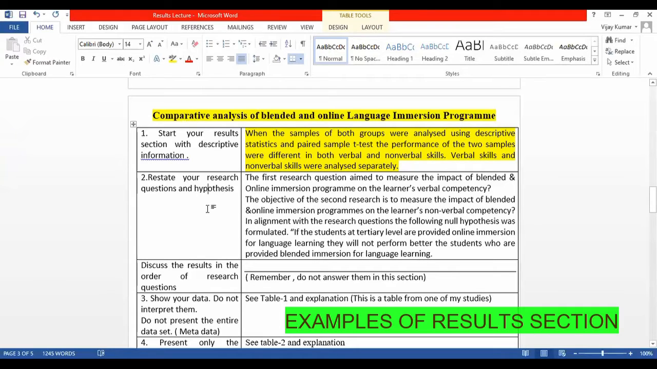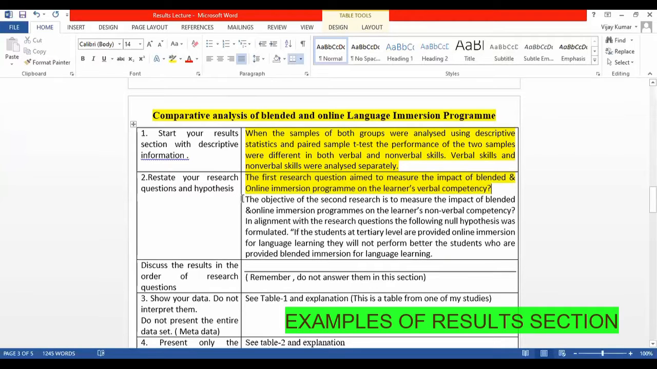Secondly, go and restate your research questions and your hypothesis. You would have already mentioned your research questions earlier in your study. You have to restate them. Not as you did earlier, but perhaps you will just give an explanation of those research questions. Look at the examples here. The first research question aimed to measure the impact of blended and online immersion program on the learner's verbal competency. So this is my first research question.